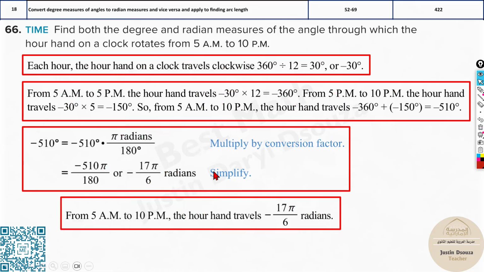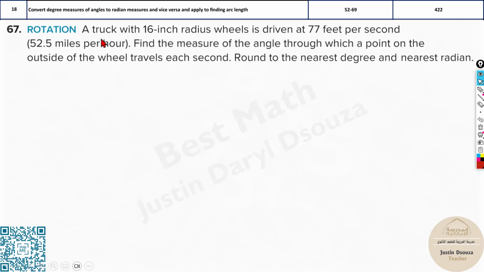You can see here, it's 510 degrees and 17 pi by 6. But we take the minus because from 5 a.m. to 10 p.m. it goes clockwise. It is the opposite side of measuring the degrees. That's the only thing. But as long as you understood these values, that's fine. And since it's choices, remember whenever it's a clock problem and they are just asking you to find degrees and radians, choose the negative answer.